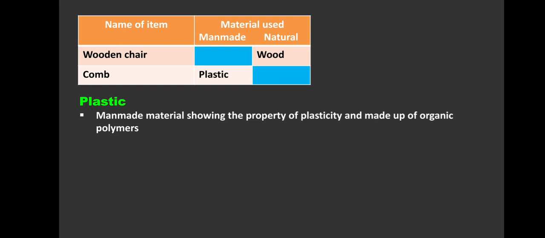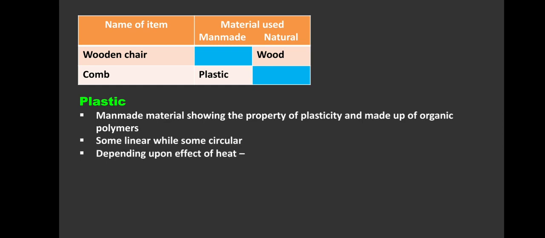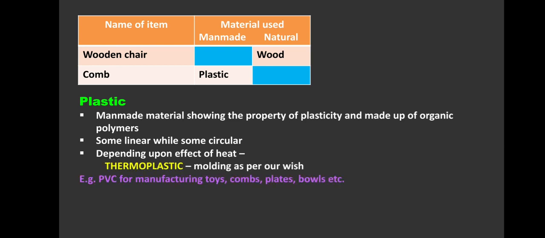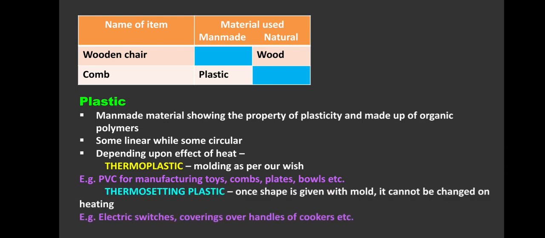So you have seen so many different varieties of plastic, right? You have a plastic bottle, a plastic stool, a plastic chair, a plastic scale, and so many different things made up of plastic. Some are linear while some are circular. Now, depending upon the effect of heat, we have two types of plastic. One is thermoplastic, the second one is thermosetting plastic.